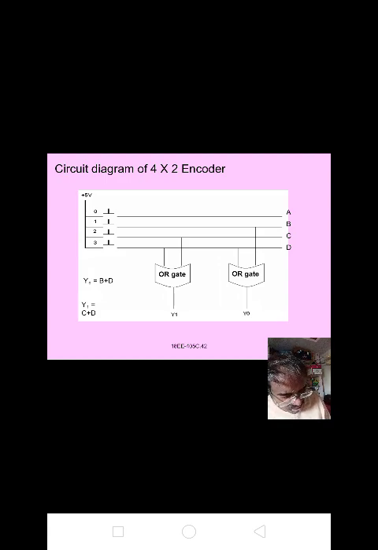When one of the input switches is closed, then we get that particular output only. Here the first input is 0 0. If the switch is closed, the output is A. If the input is 0 1, the switch is closed, the output is B. If the input is 1 0, the switch is closed, the output is C. If the input is 1 1, the switch is closed, the output is D.